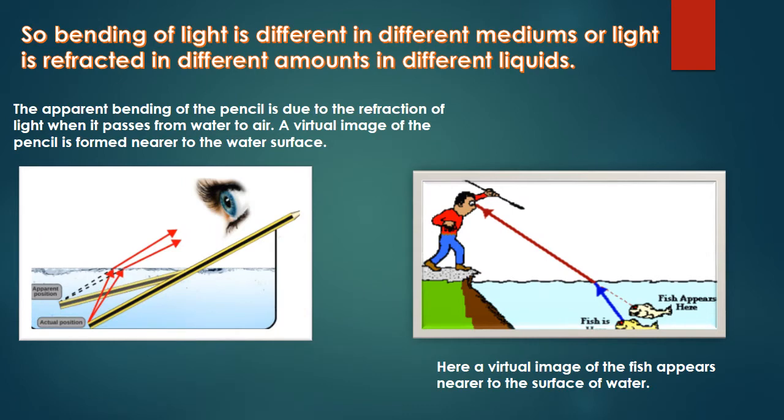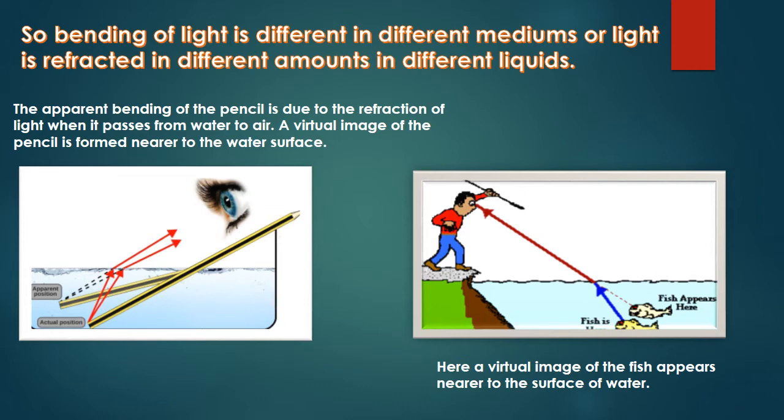So children, bending of light is different in different mediums, or the light is refracted in different amounts in different liquids. So what was the reason for the apparent bending of the pencil? The apparent bending of the pencil is due to the refraction of light when light passes from water to air. So actually a virtual image of the pencil is formed nearer to the water surface, and the person can connect his eyes to the straight line path and he sees that virtual image. The actual position of the pencil is just below.